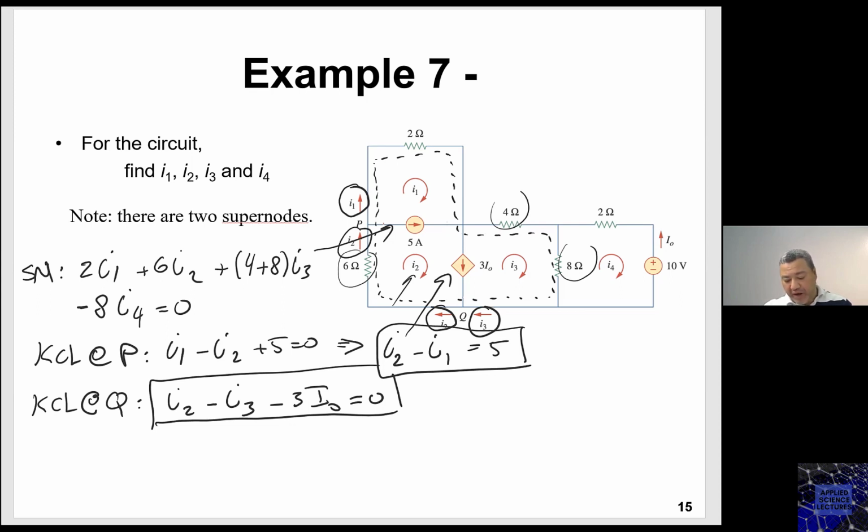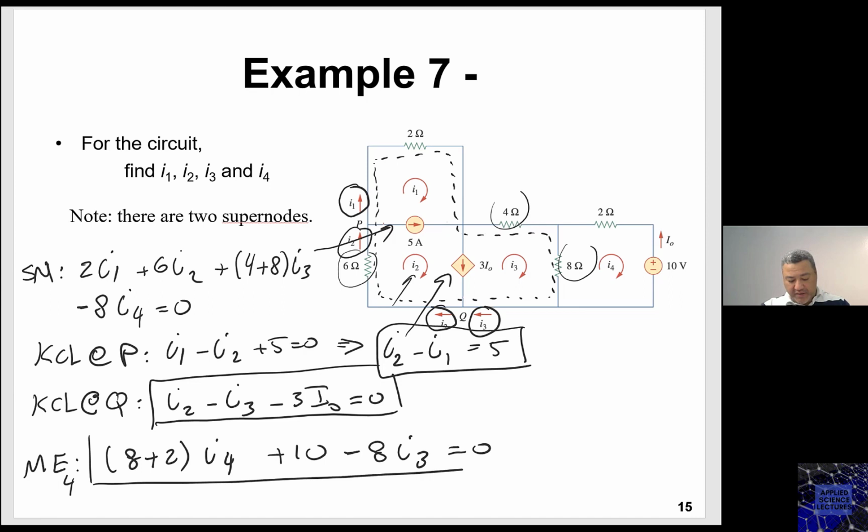And then you need to write the mesh equation for mesh 4 here. So we have the mesh equation as (8 plus 2 plus 10) I4 minus 8 I3 equals 0. So this is the mesh equation for mesh number 4.